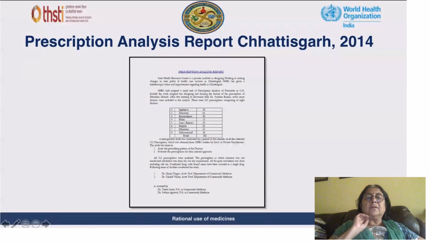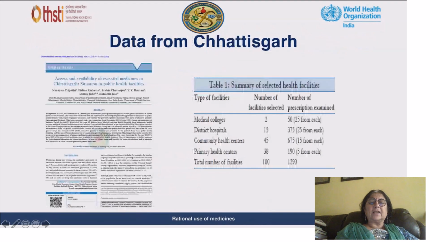For example, I'm not sure I can read this. Oh, these are the places, and this is the methodology that is described. And the publication is given over here. Two medical colleges, district hospitals, community health centers, primary health centers, and total number of facilities for 100 with 50, 375, and so on.